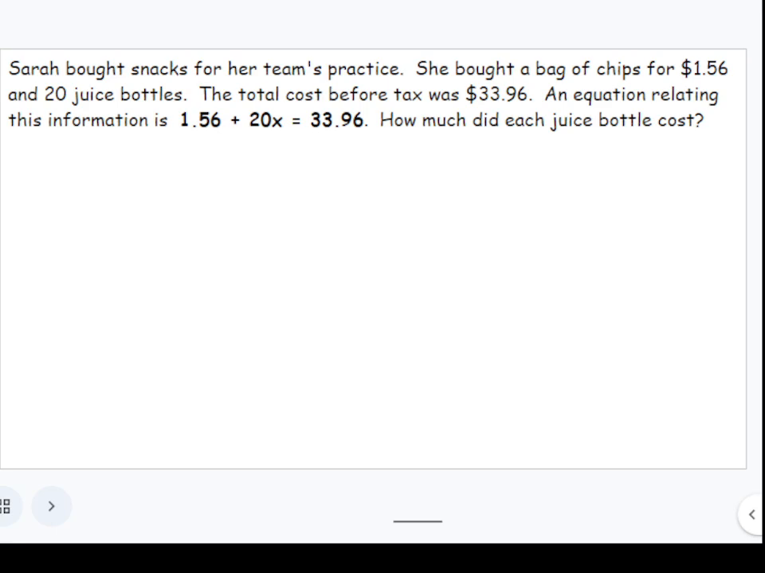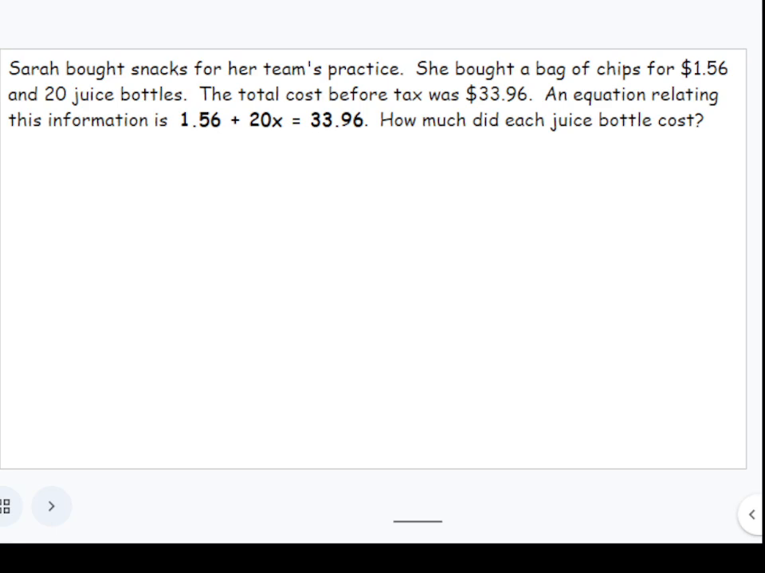Sarah bought snacks for her team's practice. She bought a bag of chips for $1.56 and 20 juice bottles. The total cost before tax was $33.96. Again, we're not going to worry about tax in this problem. An equation relating this information is 1.56 plus 20x equals $33.96. How much did each juice bottle cost?